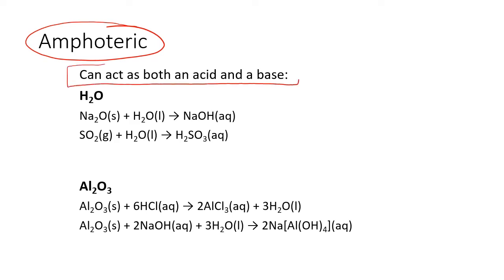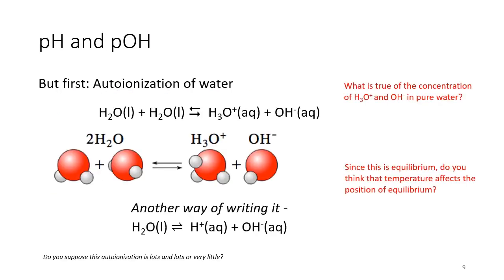Amphoteric substances can act as both an acid and a base. Water is a classic amphoteric substance. Another one is aluminum oxide. When you see water, don't automatically say, oh look, acid, or oh look, base. It can be either. So on our way to pH and pOH, we need to look at the autoionization of water.